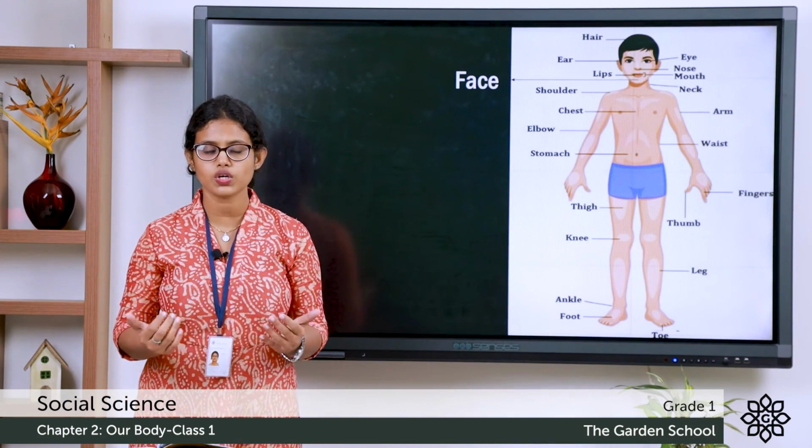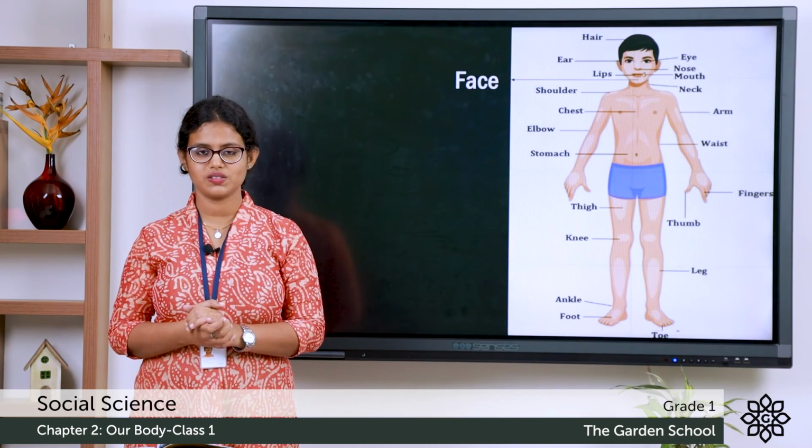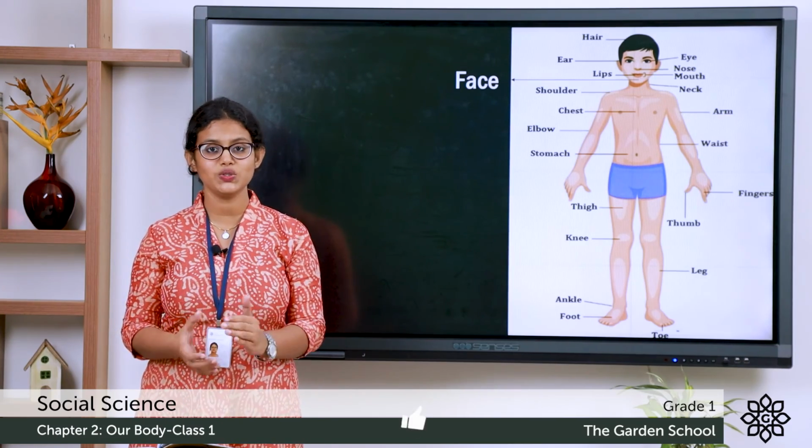So we learnt about different parts of the body. And so you all know how to identify the different parts of the body. Hope you have understood.